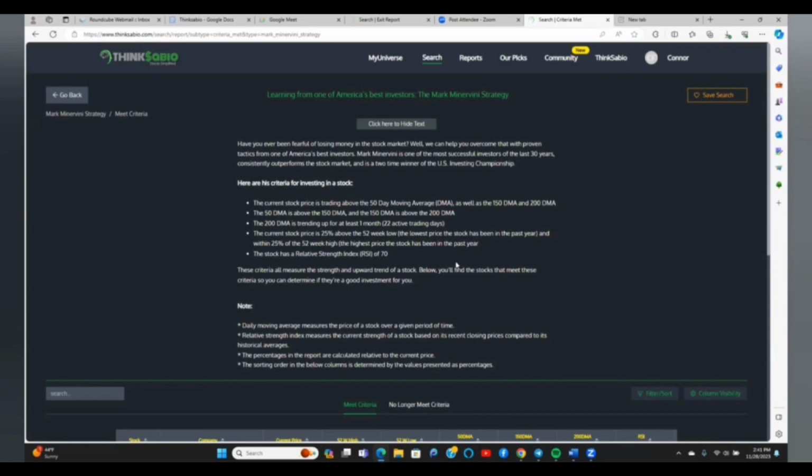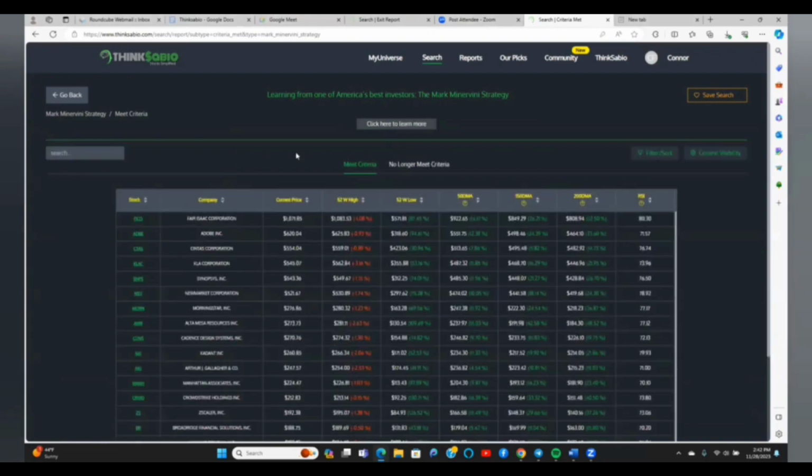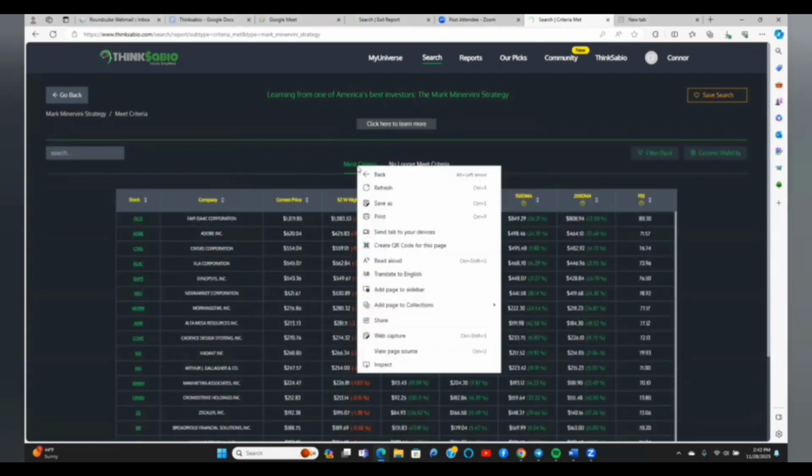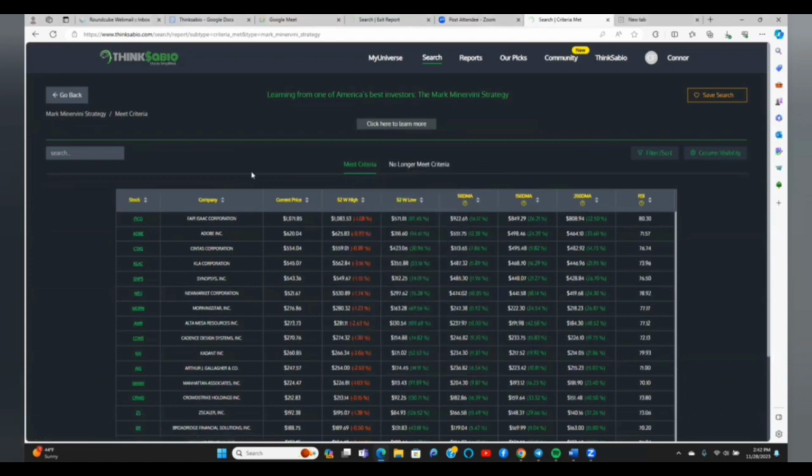Those two show how the current price compares to historical trends. And one final important one is the relative strength index, measuring the strength of the stock, forecasting long term whether people are buying or selling. It's measured on a 0 to 100 scale, and any stock to meet the Minervini criteria has to be at least a 70. So we'll go through some of the stocks that meet the criteria. First, click on meet criteria to see the stocks that do meet the criteria.